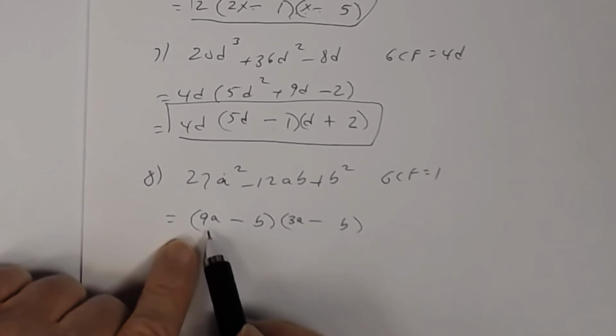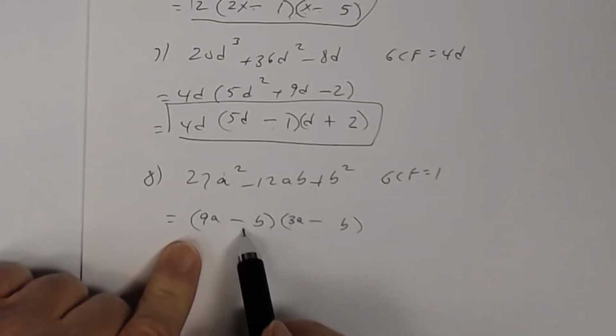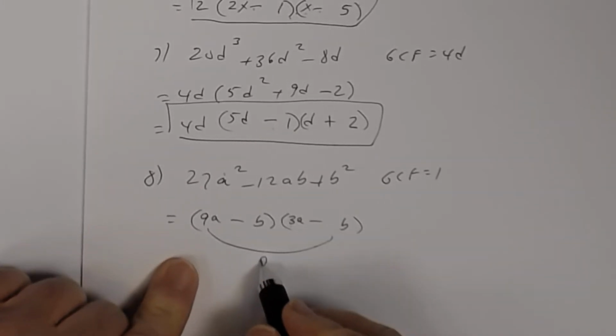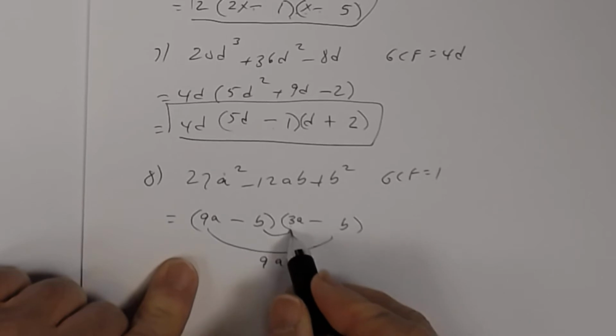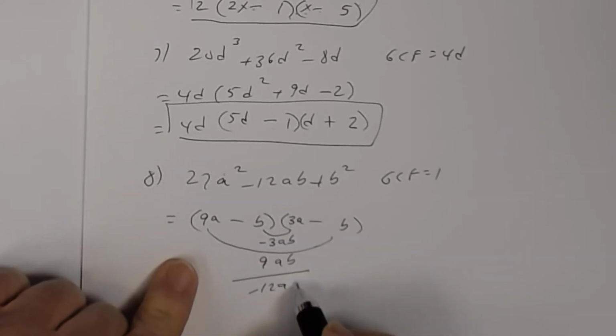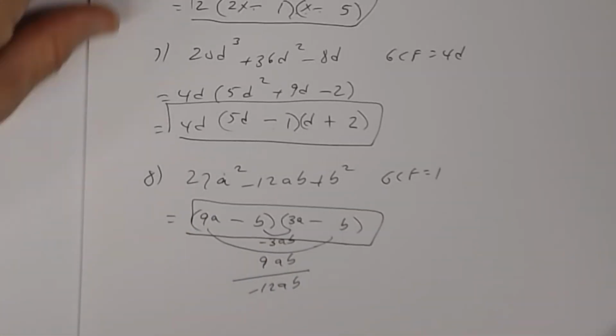Now let's check. Let's see if this works. 9a times 3a is 27a squared. A negative b times a negative b is a positive b squared. The outer is 9ab. The inner is a negative 3ab. And when I add them up, I get a negative 12ab. So that's correct. So that's the answer for number 8.